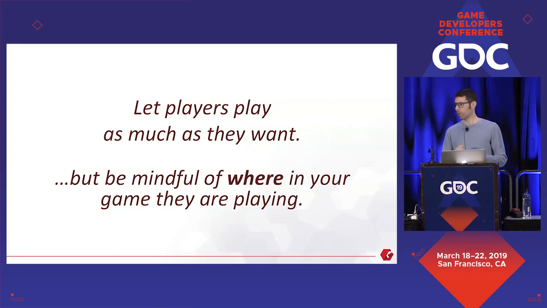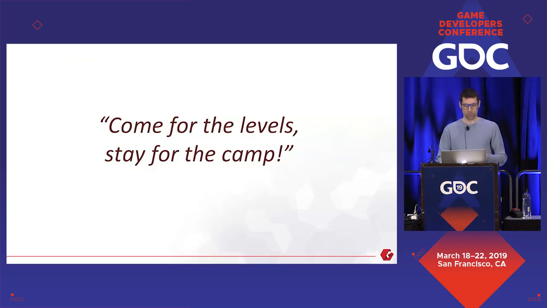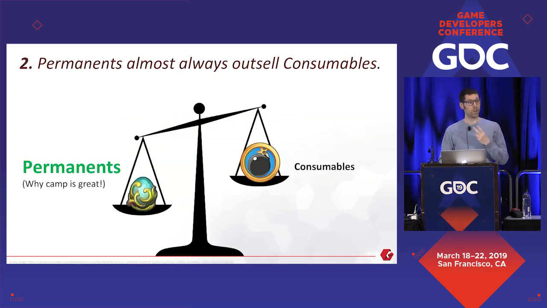So if you're making a game like Homescapes, Gardenscapes, Matchington Mansion, this is probably especially relevant to you. 1, camp and other trophy case-like areas have far more potential than levels. Camp should be core, levels should be secondary. We like to say, come for the levels, stay for the camp. 2, players value permanent items far more than any sort of consumables. Again, a need that camp areas are set up to serve.